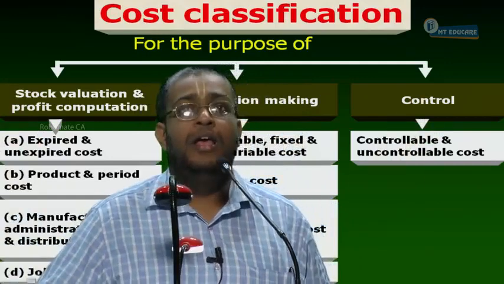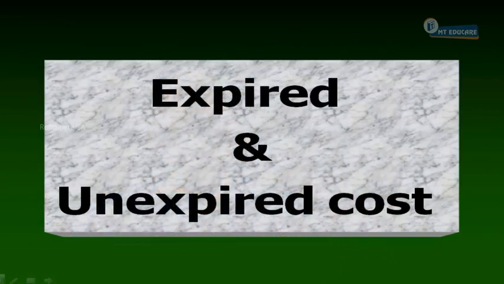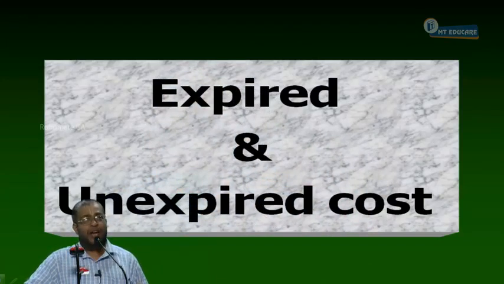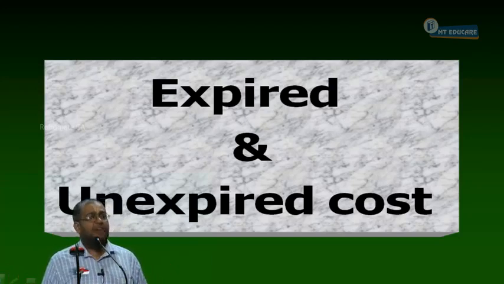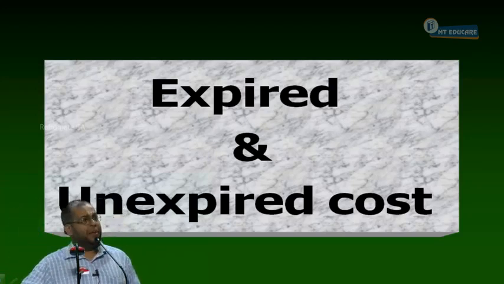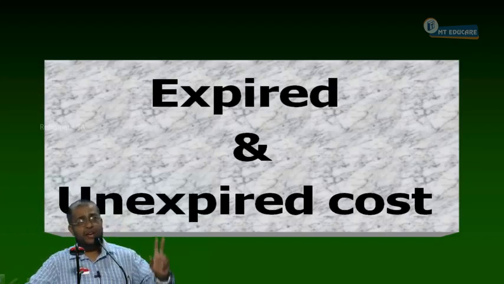Now, first of all, before we proceed, let us consolidate. What is cost? Any sacrifice made for the purpose of carrying on business or profession that can be quantified in monetary terms. So whatever fits into the decision will be called cost. But these costs are going to be classified. Why do we have to classify costs? For three purposes. Name the three purposes. Stock valuation and profit calculation, decision making, control.